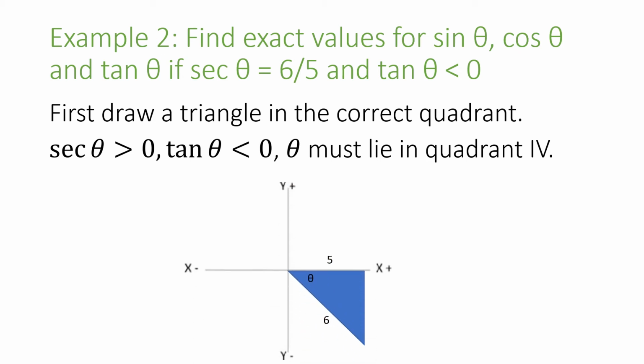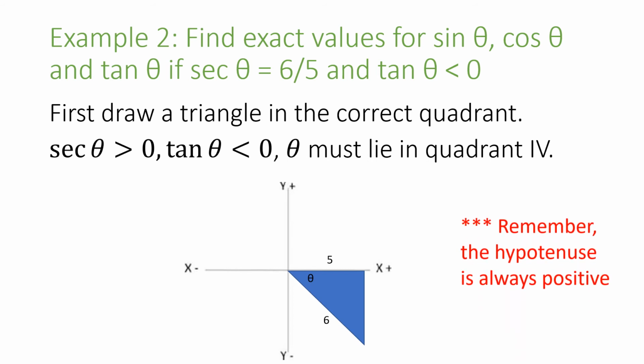So again, I'm going to draw my triangle in quadrant 4, representing the value of secant. Now remember, secant is hypotenuse over adjacent, so my hypotenuse is 6 and my adjacent is 5. Remember, the hypotenuse always has to be positive, so even if secant was negative, the negative would have gone on the 5, not on the 6.